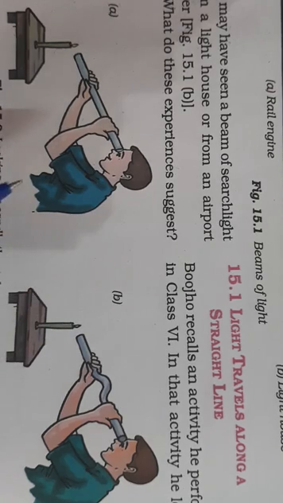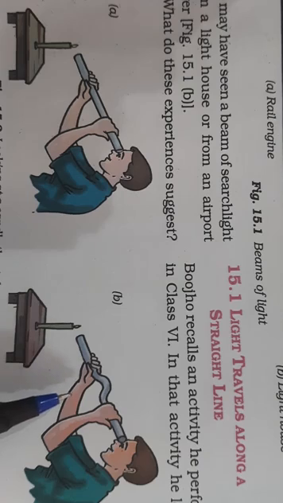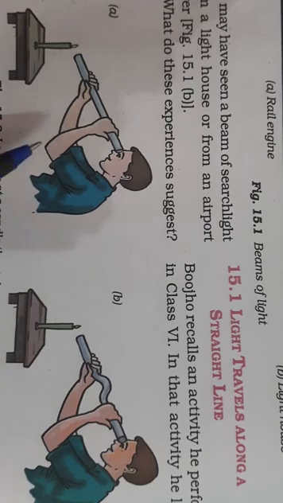You have to take two pipes. One pipe is a straight pipe and the other one is a bent pipe. And what you have to do? You have to look through the pipe and look at a candle flame. Now children, through which pipe will you be able to see the candle flame? Can you tell the answer?